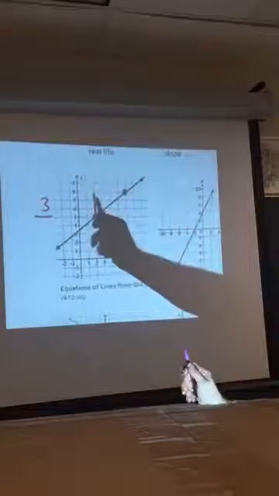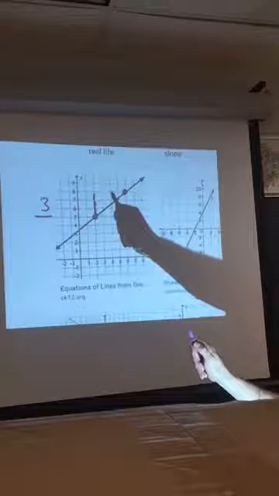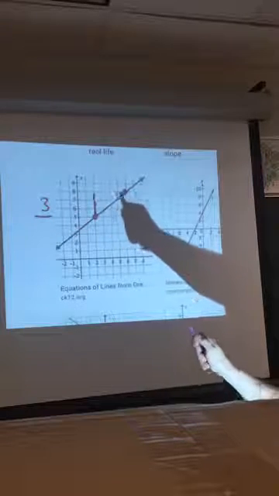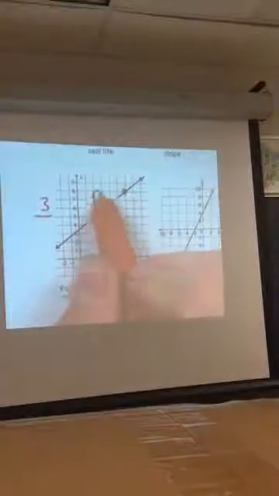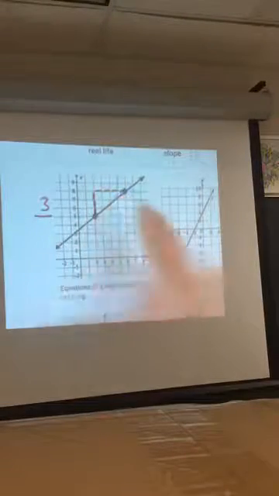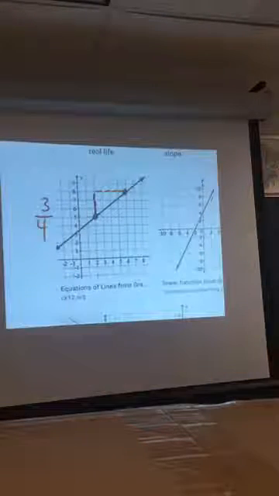The run is your left and right. You can start here and go over, start here and go over, no matter. I just need to know how many places it is from here to here. So I'll do that in orange. So the run is 1, 2, 3, 4. So the slope of that line is 3/4.